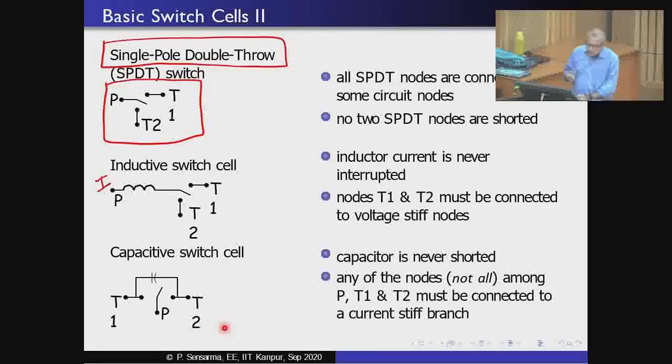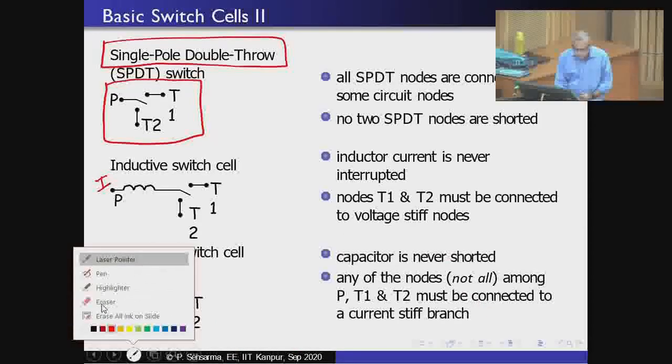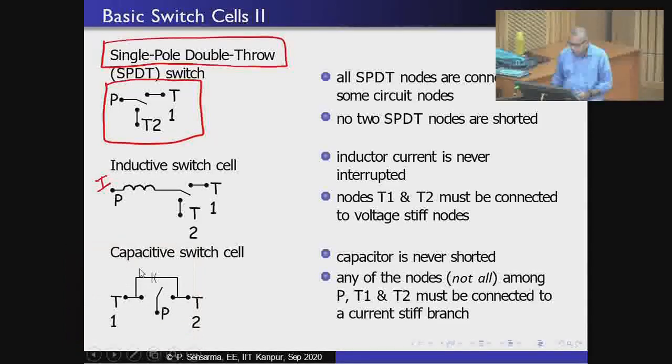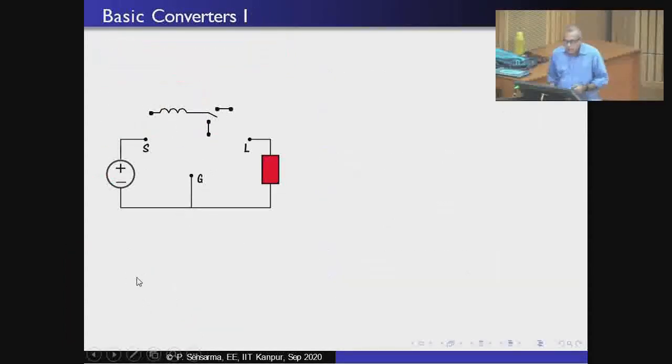Okay, so we are now armed with basically 2 tools. The first tool is the inductive switch cell and the second tool is the capacitive switch cell. Now, let us see what we can do with that. What we are now going to look at is how we can formulate a circuit using those constructs.